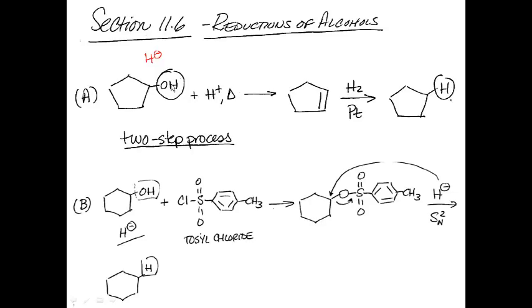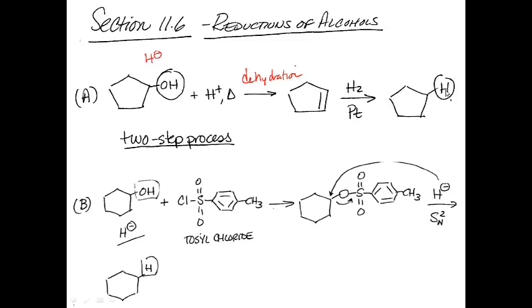If you wanted to remove an OH from a molecule, how about we protonate it and use heat? In other words, this is the dehydration part. Do a dehydration reaction to get a double bond, and then use hydrogen and platinum or palladium, and you would go ahead and reduce that double bond down to a single bond, and the net result is that I've replaced an OH with an H.